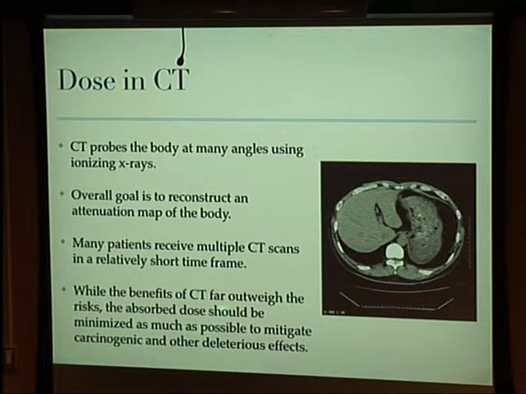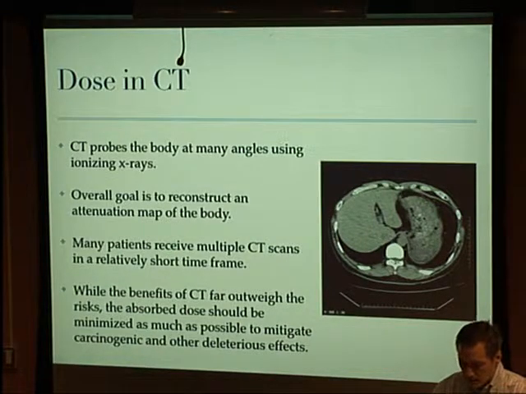And while the benefits of CT generally far outweigh the risks, the absorbed dose should be minimized as much as possible to mitigate any carcinogenic or other deleterious effects. So, I'm not here to say that CT is necessarily dangerous, but whenever possible, we should try to minimize the exposure or the dose delivered to the patient. And this is especially true when dealing with children getting childhood cancers, and they're getting CT scans. They may be getting a substantial dose that may affect them later on in life.